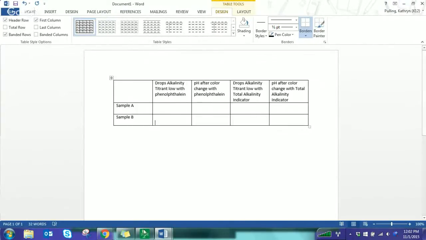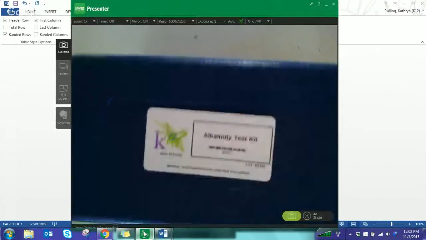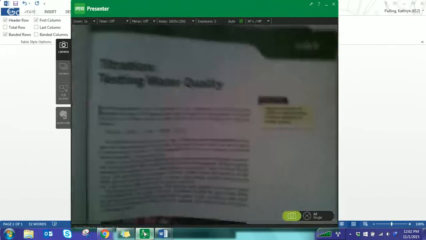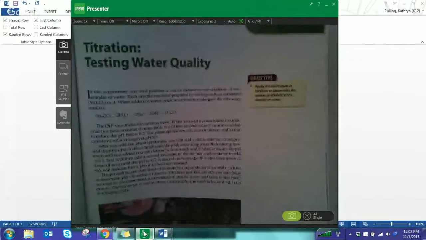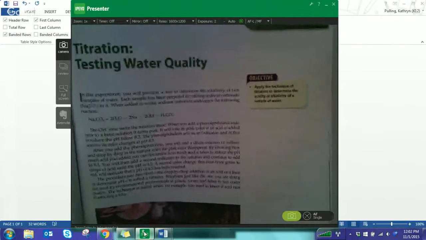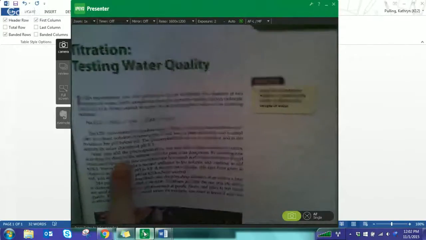And other stuff, you're going to need physical materials. You're going to need your alkalinity test kit, right, which has a couple of samples A and B in there, and then some chemicals that we need to do this. You are also going to want your lab manual open to Lab 9, Titration, Testing, and Water Quality. All right, this front page here, some important things to make note of are these pH numbers.